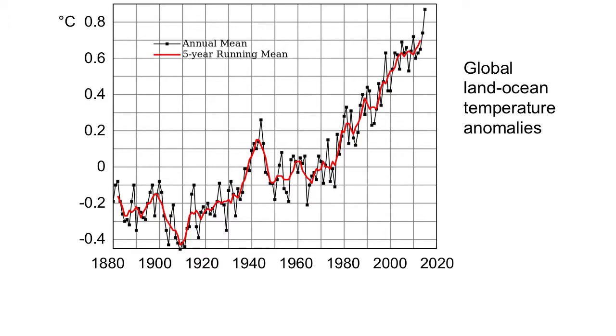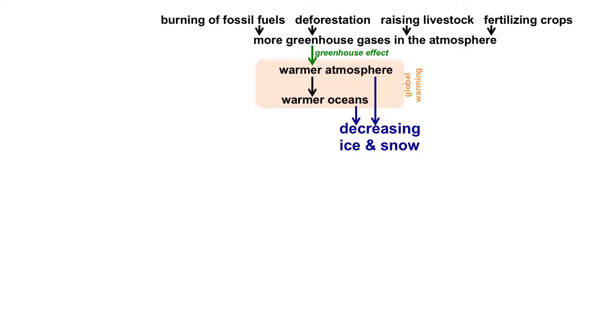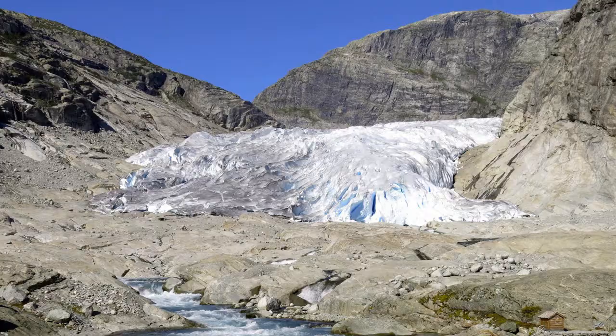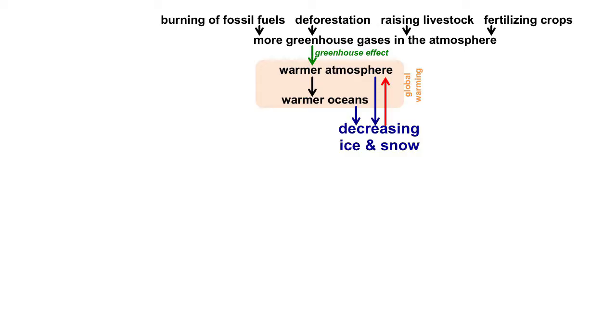A warmer atmosphere and warmer oceans lead to a decrease in ice and snow cover around the world, be it the ice in the Arctic and Antarctic, or ice and snow on mountains around the world. Glaciers like this one are shrinking in volume pretty much everywhere on Earth. This is creating a feedback loop because less snow and ice cover leads to the Earth's surface warming up more, which again leads to higher atmospheric temperatures.